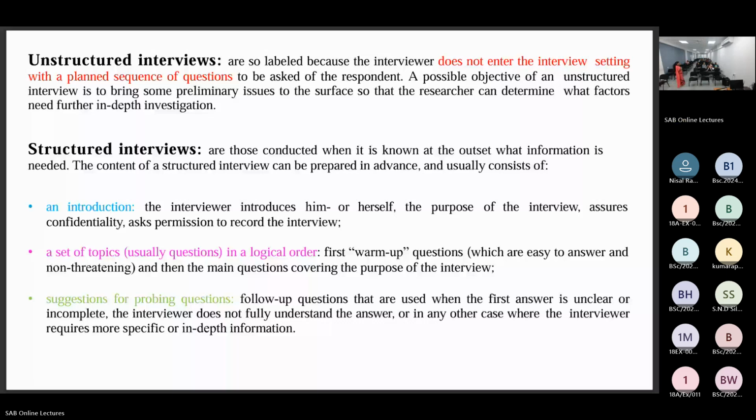Yes, not prepared. Does not enter the interview setting with the planned sequence of questions. We prepare, right? But unlike the structured interview, we don't have a proper plan. We can't fix it. In the structured interview, we can fix the questions. First, we'll ask the background, and lastly, we'll ask about the salary and when you can come. Likewise, the order is there in the structured interview.